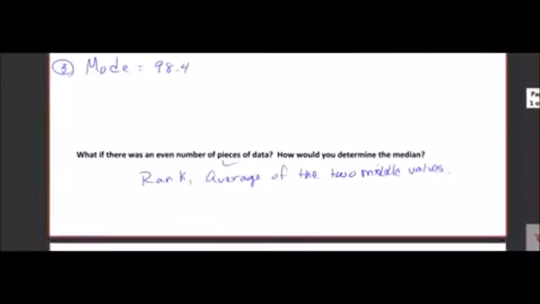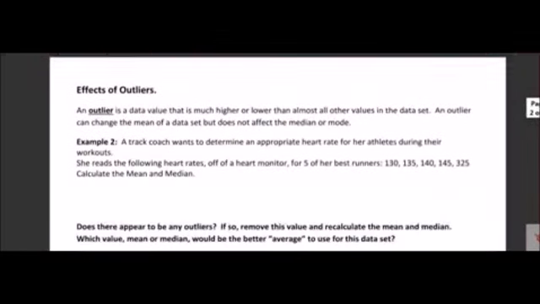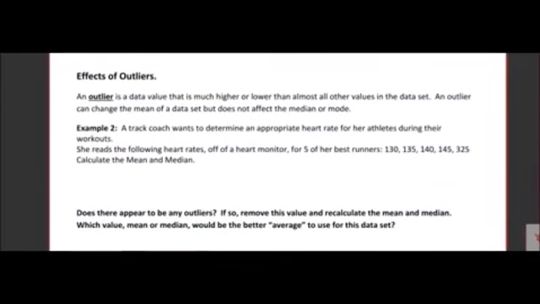All right, so let's see what else I've got here. Let's talk about something called an outlier. When you have a data set and it's clear that there is a value that is much lower than the entire data set, or much higher than the data set, then that particular piece of data is called an outlier. An outlier can change the mean of your data set, but it will not affect the median or the mode.